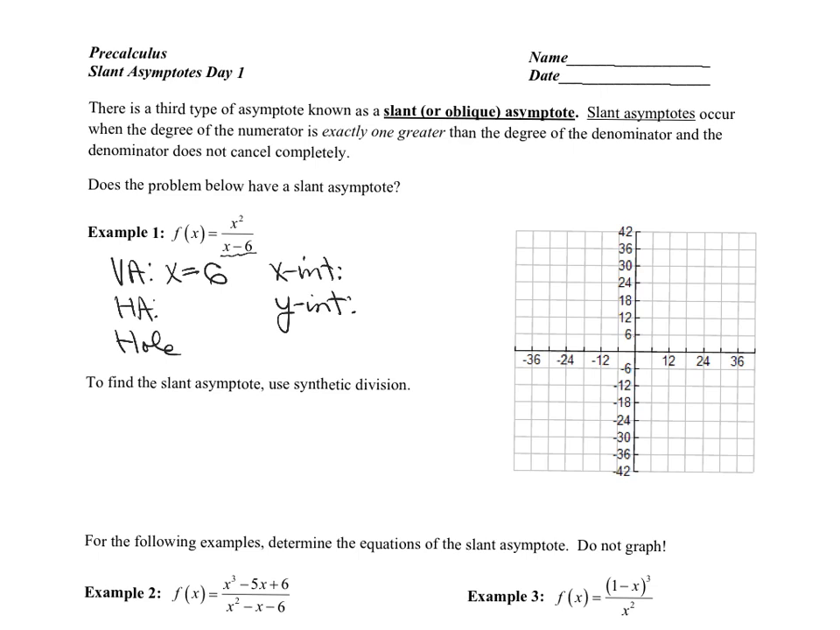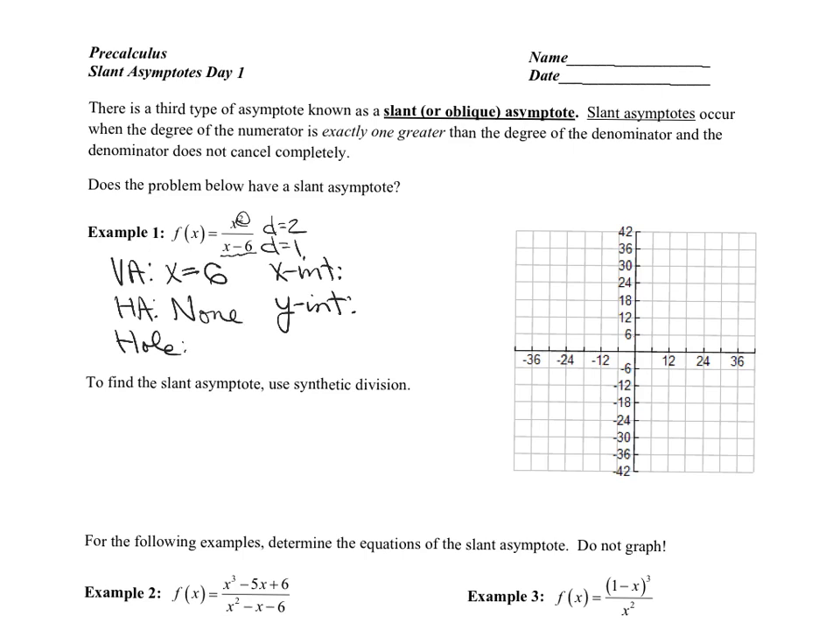Horizontal asymptote. What you need to do is compare the degree of the numerator to the degree of the denominator. Degree is a function of the exponent of the variable. So in the numerator, the degree is 2. Denominator, the degree is 1. Since the degree of the numerator is greater than the degree of the denominator, there is no horizontal asymptote.